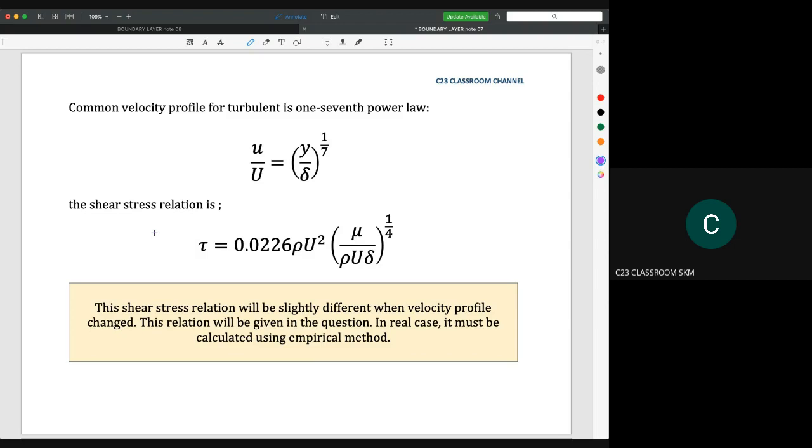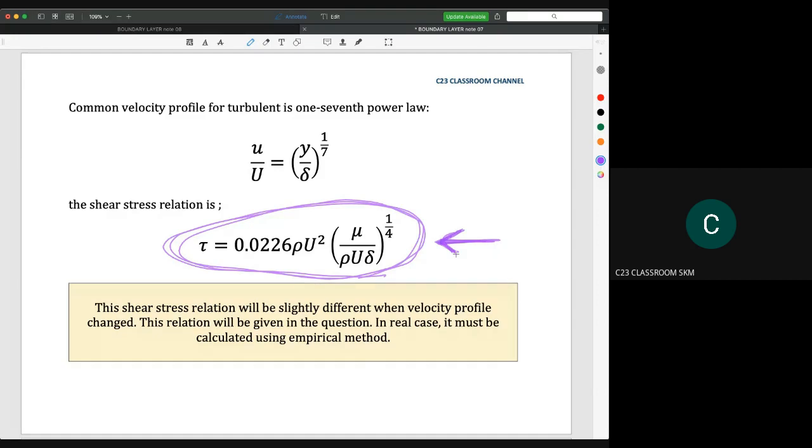Okay, because the Blasius calculation is quite complicated. You need to start with the Navier-Stokes, you need to substitute so many variables, you need to create your own table and so on and so forth. So normally in our syllabus, we will give you the value of shear stress based on the Blasius calculation. So you need to compare your calculation from von Karman equation with the given shear stress. It will be given in your question. Don't worry about this.